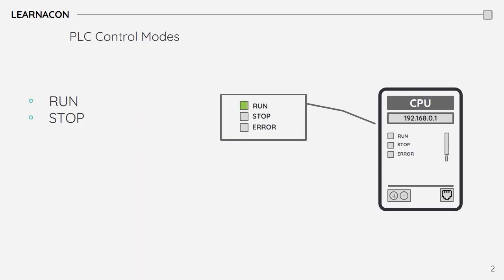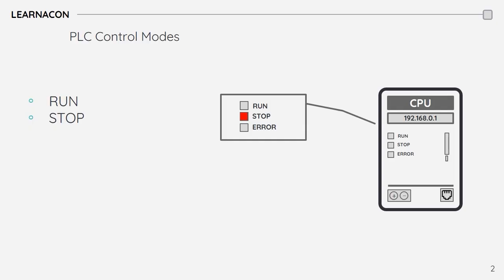To operate a machine that is controlled by a PLC, you need to make sure that the CPU is in the run mode. In run mode, the CPU executes the logic program and as a result, PLC outputs are active. The opposite of run mode is stop mode, where the CPU doesn't run the code and the outputs are disabled. Stop and run are control modes. That means you as a PLC programmer can switch from one to another if you want to.